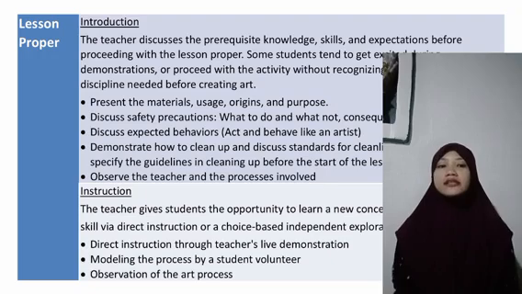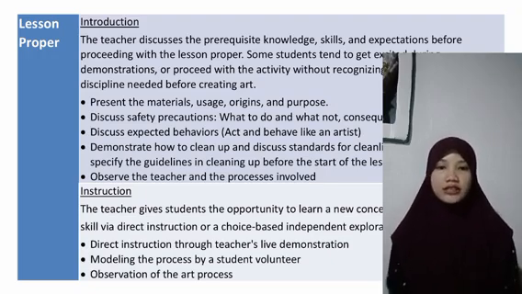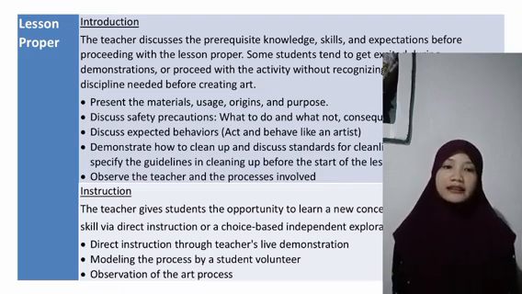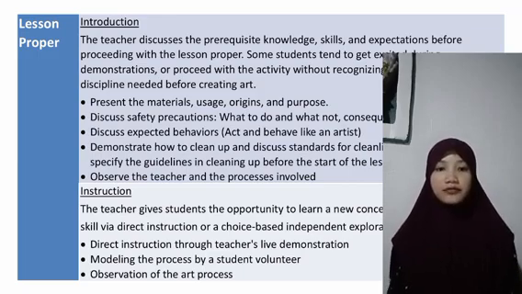So next naman is yung instructions, which is sa instruction, ito yung teacher kung saan bibigyan niya ng opportunity yung mga student para maka-learn sila ng bagong concept or new skills via direct instruction or choice-based and definite exploration.